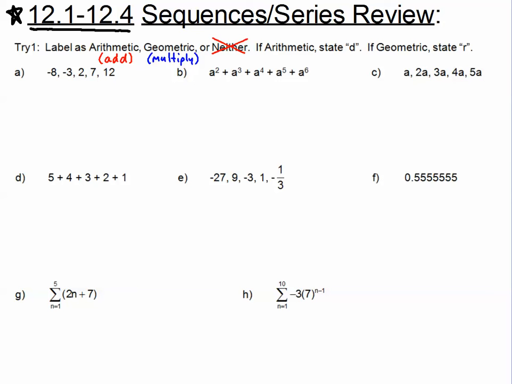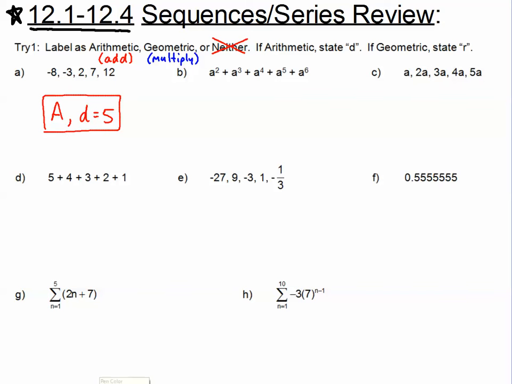Let's look at A. We're going from -8 to -3 to +2 to +7 to +12. Looks like we're adding the same number, and in fact we are. This is arithmetic, and D is equal to 5. We are adding 5 to get from one term to the next.